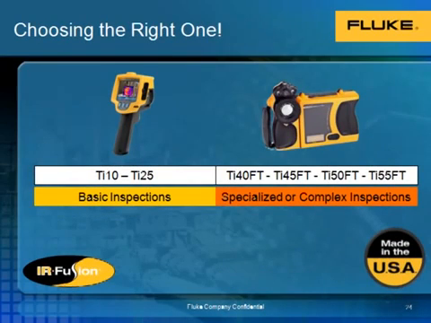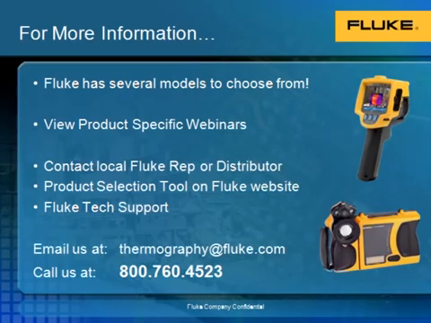When it comes to choosing the right one, in general, TI-10 and TI-25 are meant for basic inspections. The TI-40, 45, 50, and 55 FT tend to be meant for specialized or complex inspections. As you just saw, Fluke has several thermal imaging models to choose from to meet a wide range of needs.